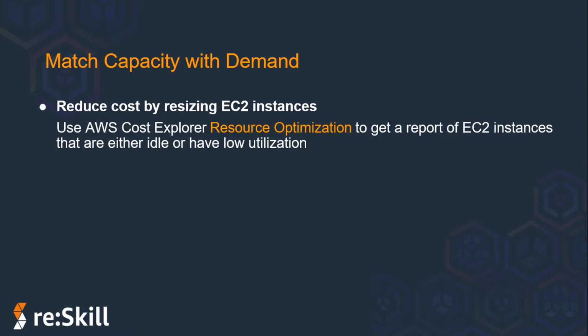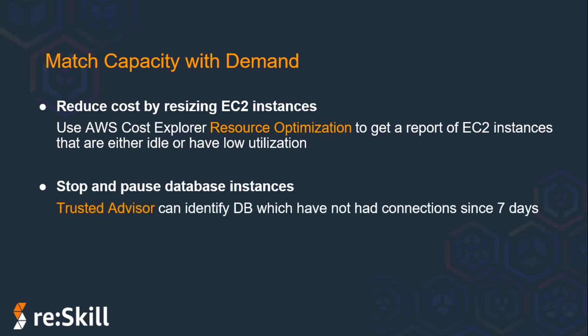We can also use the Trusted Advisor. One check there is the Amazon RDS idle DB instances check, which is used to identify the DB instances which have not had any connection over the last 7 days.